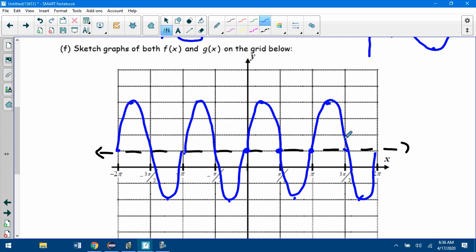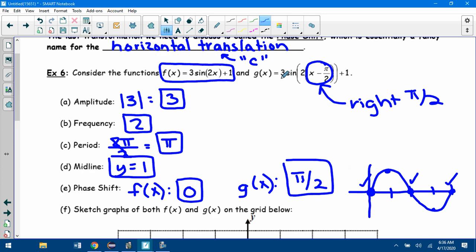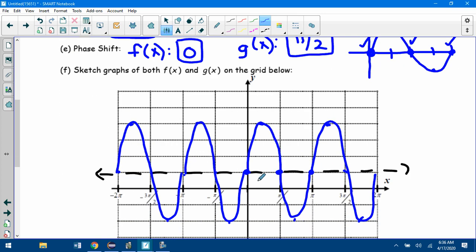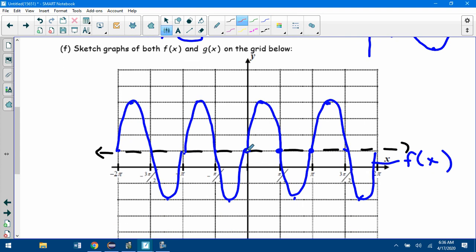That's f of x. Now finally, g of x is the exact same graph, except it's shifting right pi over 2. So let me do g of x in red. Actually, I should label these. So the blue one is f of x. Red is g of x. So I'm going to take all of these original cycle. Let's just start with this first cycle here. I'm going to move every point right pi over 2.